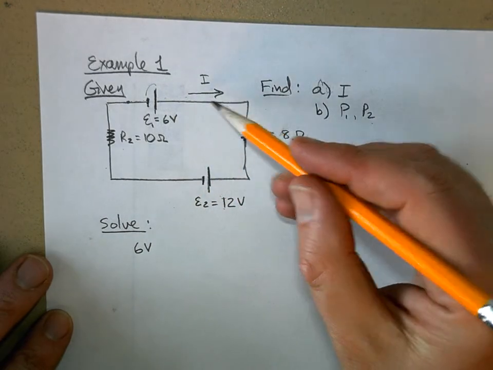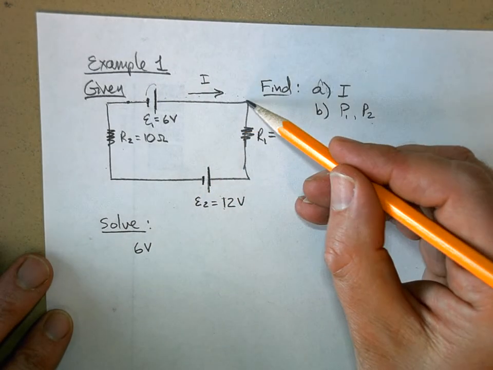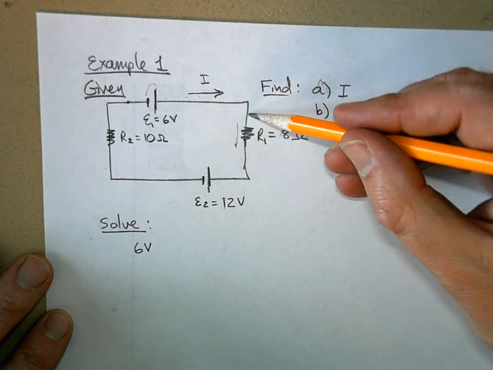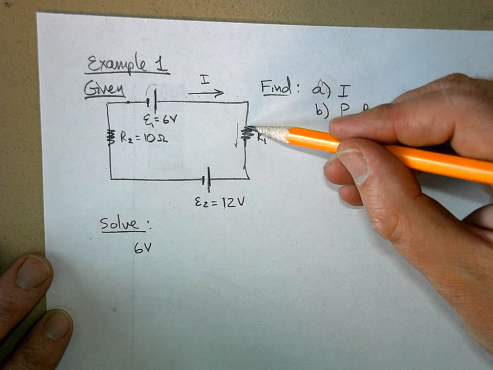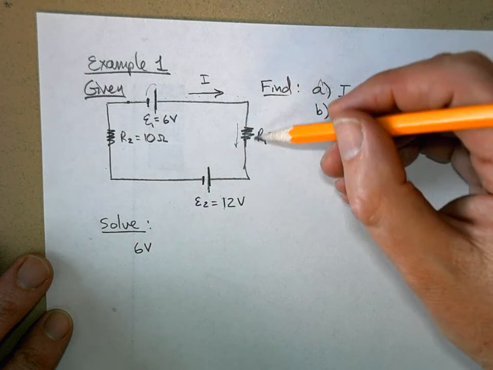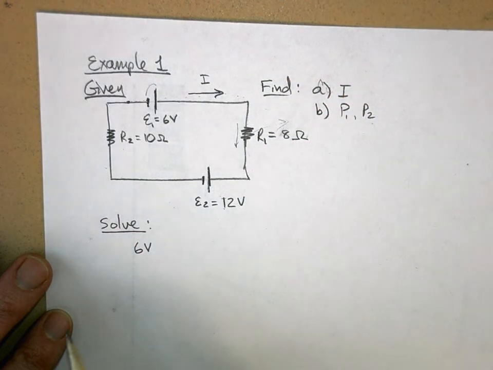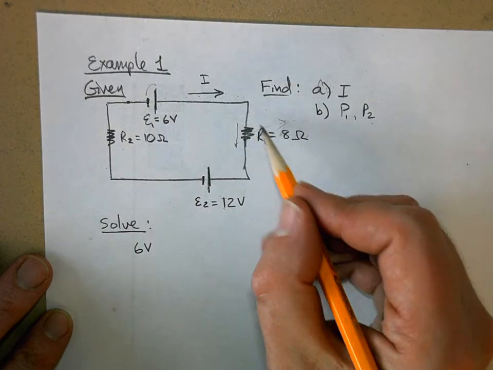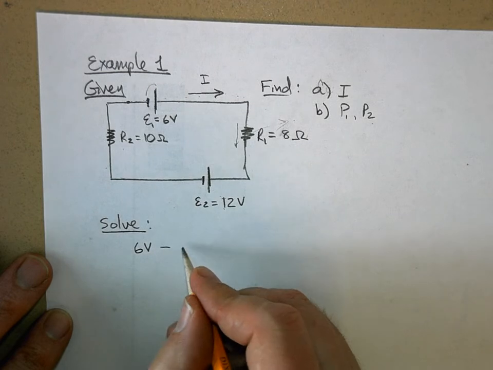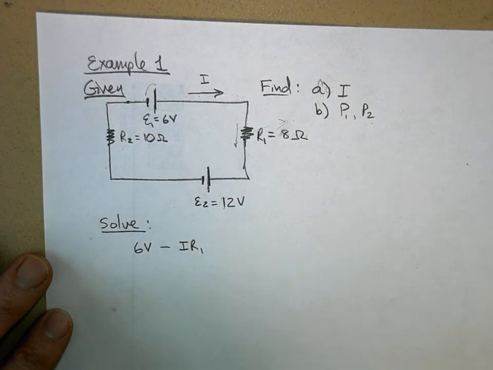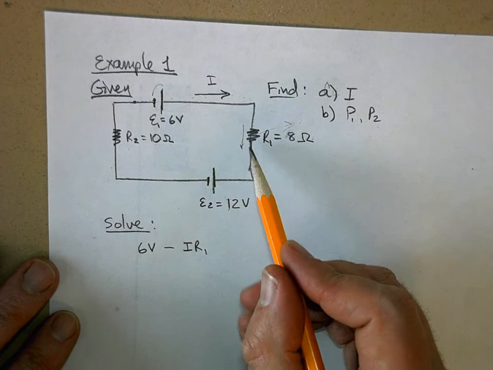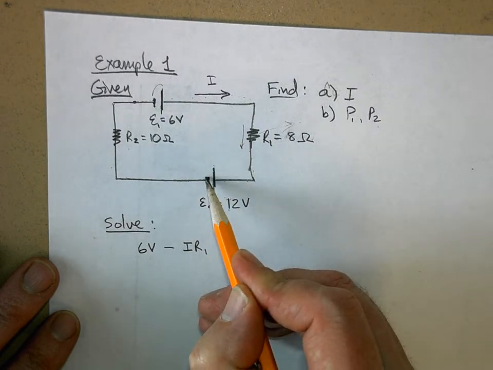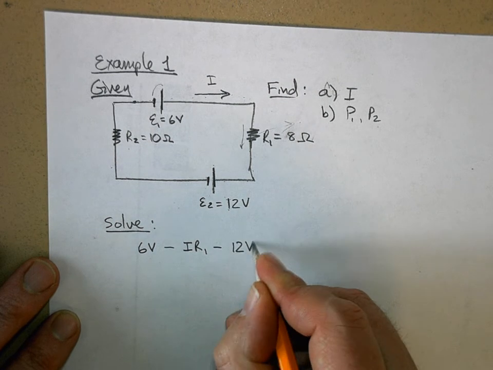Now, when I go through here, the current is going through here. And so as the current goes through the resistor, energy comes out of it. Energy is going to leave. And so it's going to be a voltage drop, minus I R1. Okay, and then we're going to come over here, and look, I have to step down minus 12 volts. I'm going against the battery.